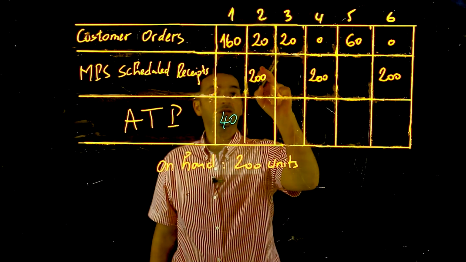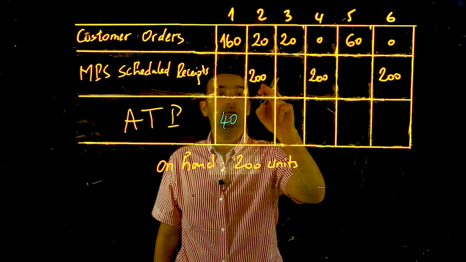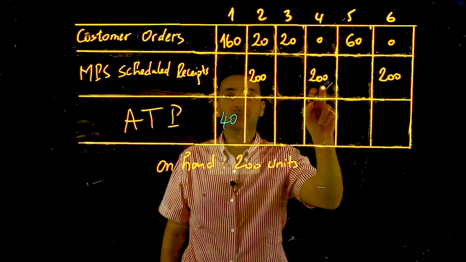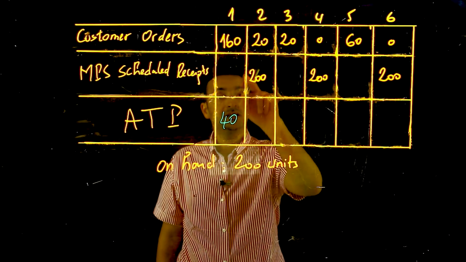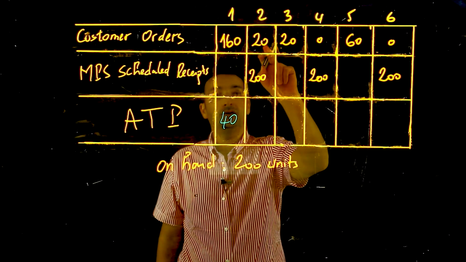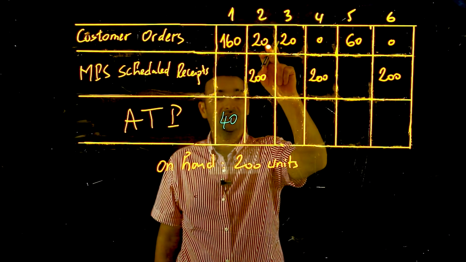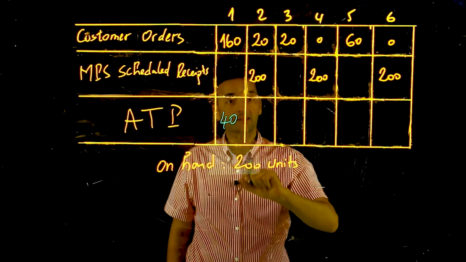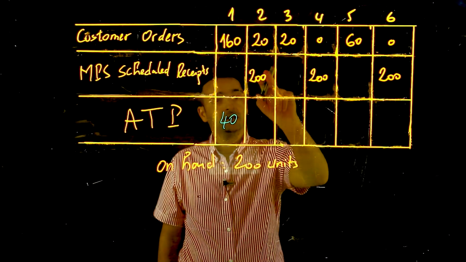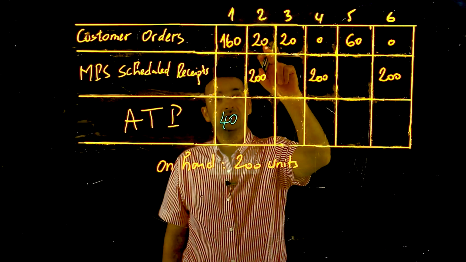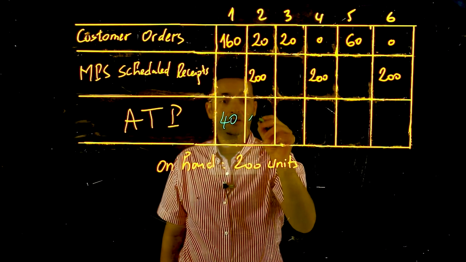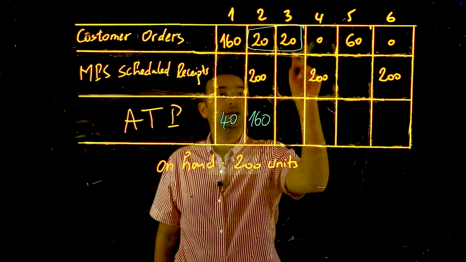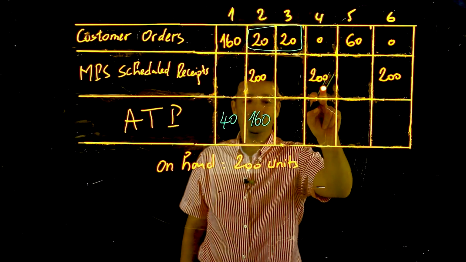Be careful. Here we need to take into account that there will be no receipt at week 3. And the next receipt is scheduled for week 4. So this value should not only cover the customer orders for week 2, but also for week 3. So the ATP, the available to promise, will be 200 minus 20 minus 20. The available to promise now is 160. So we need to cover until the next scheduled receipt.